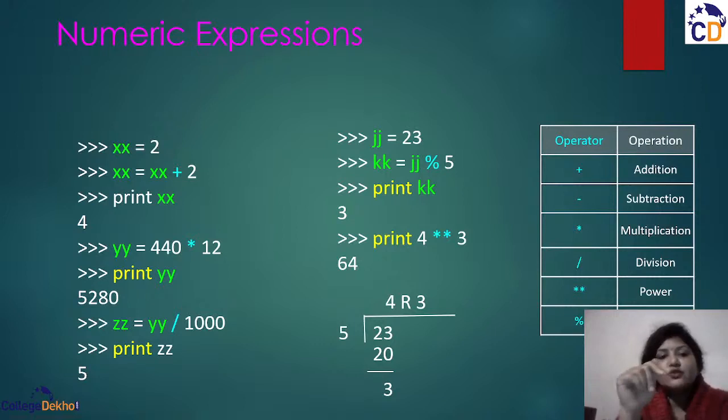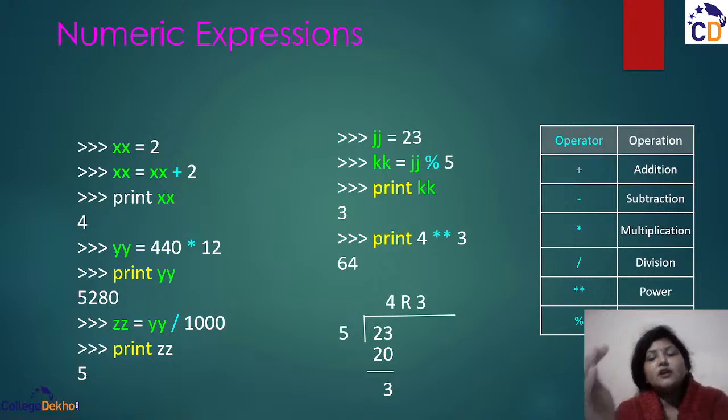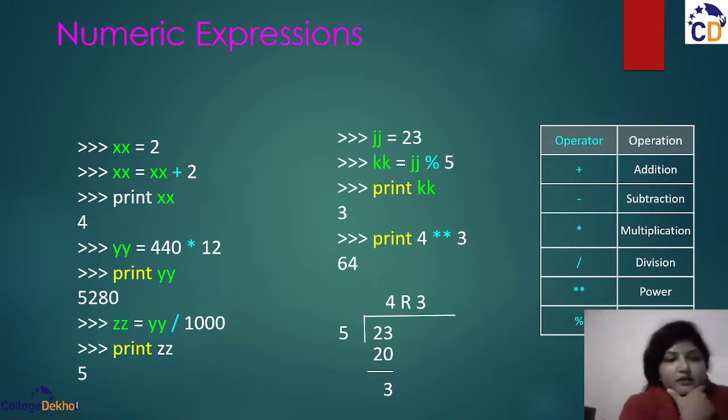So plus is used as an operator and a constant is added to the variable x. So 2 plus 2 is 4. Whenever you want to print anything, you need to use the print function, that is the print command. Print is a keyword, and operators are also stored in the memory. They have a special meaning in the memory, so you can't use them as a variable name. The next statement is y is equal to 440 into 12.